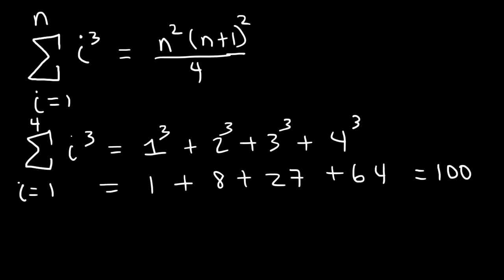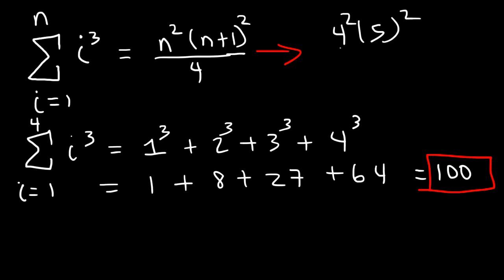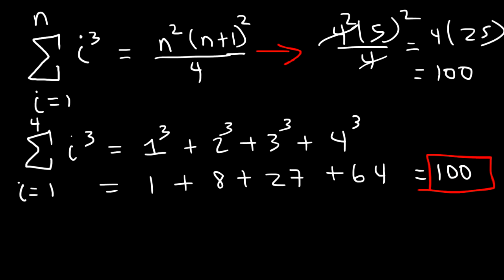Now let's see if we can get the same answer using this formula. So I'm going to work it right here. So n is 4. That's going to be 4 squared. And 4 plus 1 is 5, divided by 4. So we can cancel a 4, leaving 1 4 on top. 5 squared is 25. And 4 times 25 is 100. So this is the formula for i to the third if you ever need to use it.